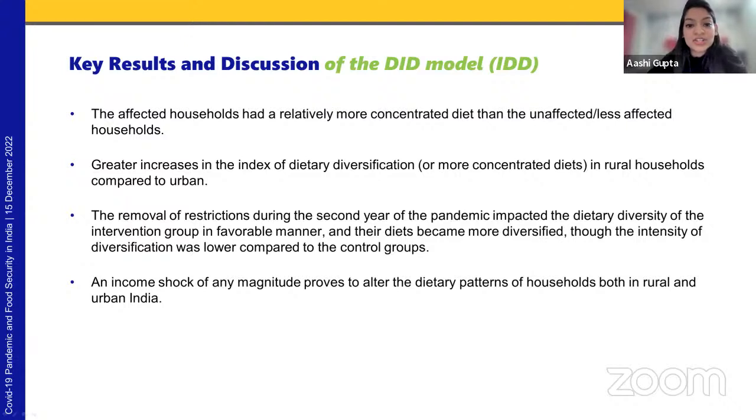The removal of restrictions during the second year of the pandemic impacted the dietary diversity of the intervention group in a favorable manner, and their diets became more diversified, though the intensity of diversification was lower compared to the control groups. In sum, an income shock of any magnitude proves to alter the dietary patterns of households both in rural and urban India, though the impact has been more severe in rural India compared to the urban, and during the first year of the pandemic compared to the second. Thus, our results reveal a negative impact of the pandemic-induced income shock on food diversity in India.